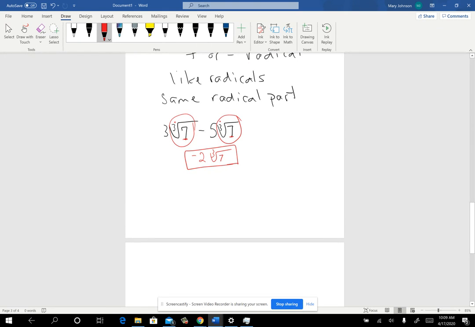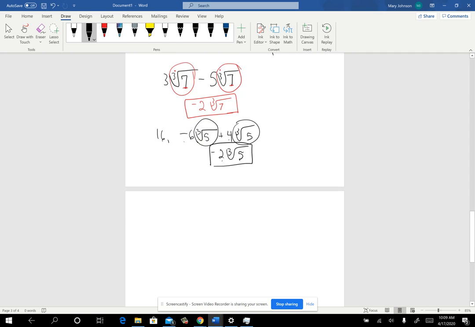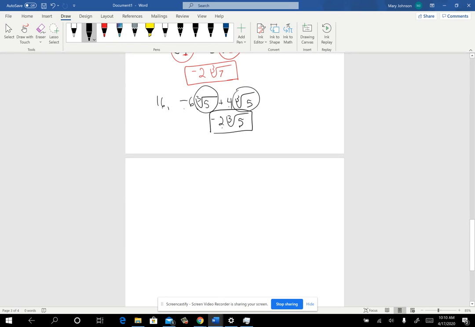Okay, so that's what's going on with number 16. Exactly what's going on, basically. You have negative 6 cube root of 5 plus 4 cube root of 5. So that equals negative 2 cube root of 5. The radical part was exactly the same. That meant I could go ahead and combine them, and that would be my final answer. Notice nothing changes about the radical. It stays cube root of 5.